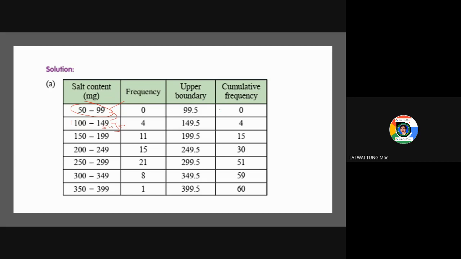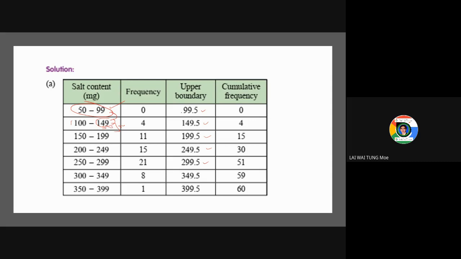Then you have to find out the upper boundary for each class. I hope you know how to find the upper boundary. It's very easy. Just add 0.5 at the upper limit, and you will get the upper boundary. So this is it, upper boundary.